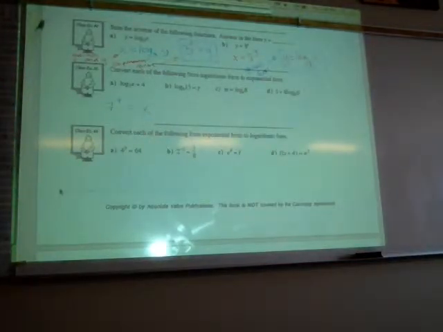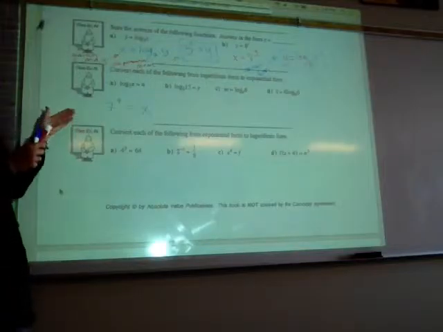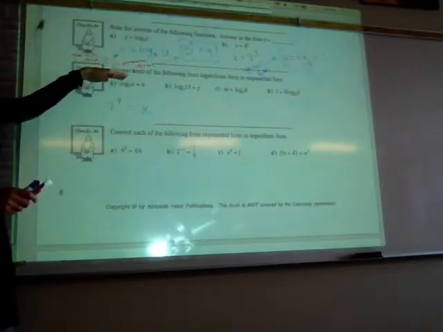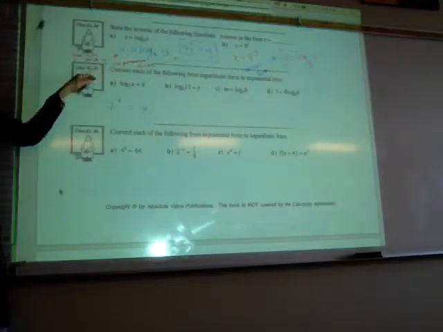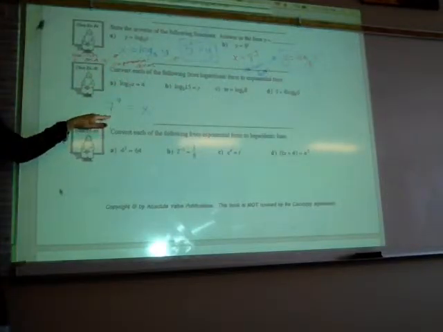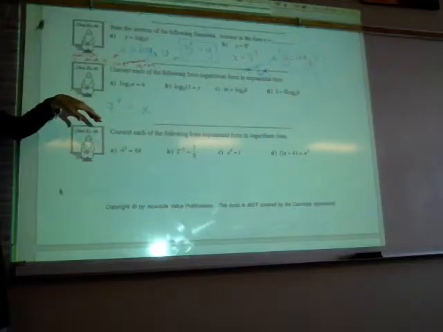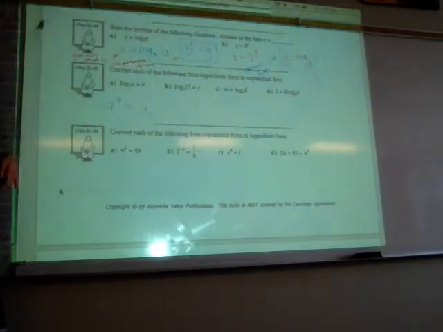And if you're ever asked to solve for a missing variable or an unknown variable, this is a way you can do it. If you didn't know what the argument was, you can put it into exponential form and now solve. 7 to the power of 4 equals x.